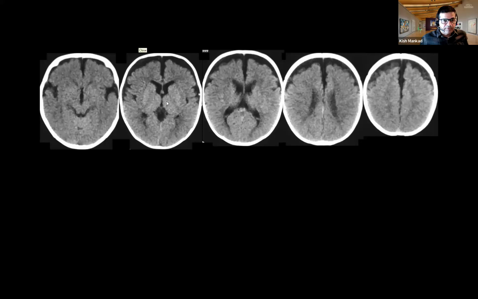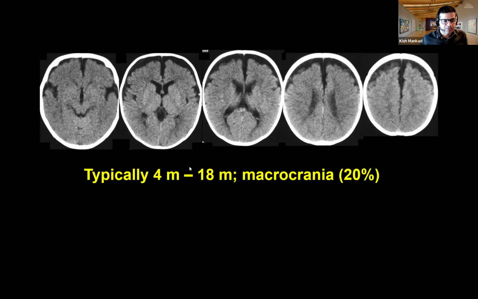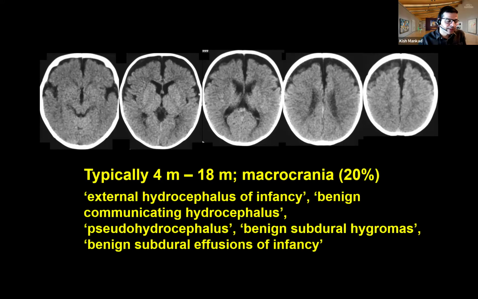And the child has a big head, so there is macrocrania going on. Dr. Abdulaziz is perfectly right. I will break that best term down a little bit, though, because this is a condition which typically presents from 4 months to up to 18 months of the rapidly increasing head circumference. And when you look at the family, you get macrocrania in the family as well.